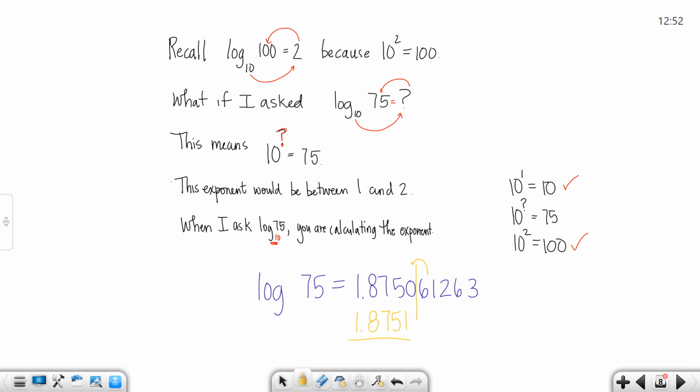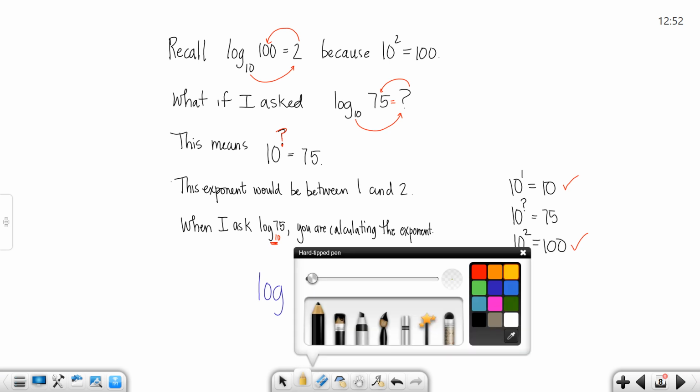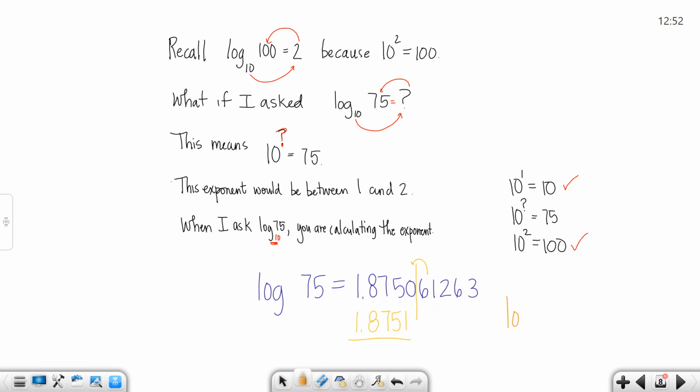Now, if you have the TI-30X2S, 1.8751 is still your answer, but the way that you work that one is you actually hit the log key first. So look on your calculator and hit log. It's on the left side at the top. Parentheses open. So at this point, your calculator says log and parentheses open. Enter your 75 and close your parenthesis. Then hit enter. When you hit enter, you get 1.875061263, and then you can round from there.